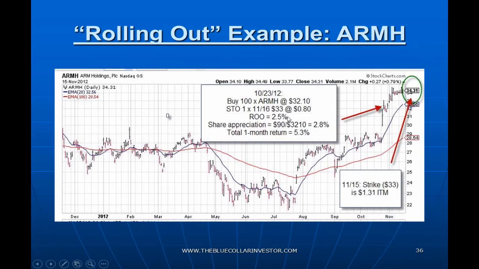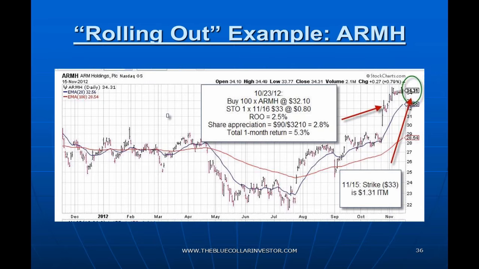Now, on the upper right, circled in green, you could see that on expiration Friday, the price of the stock was 34.31, well above the 33 strike. Remember, I told you that even if it's a penny above, your shares will be sold on Saturday if you take no action. All right, so let's first talk about how I did on this trade, then we'll move on to rolling.